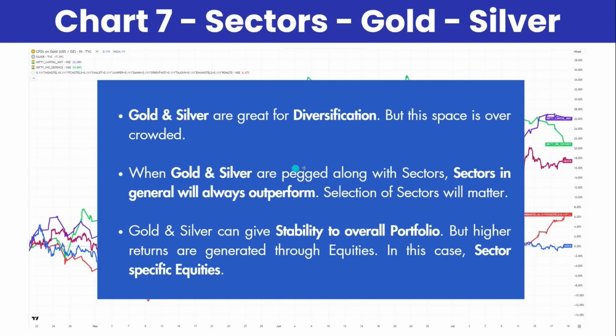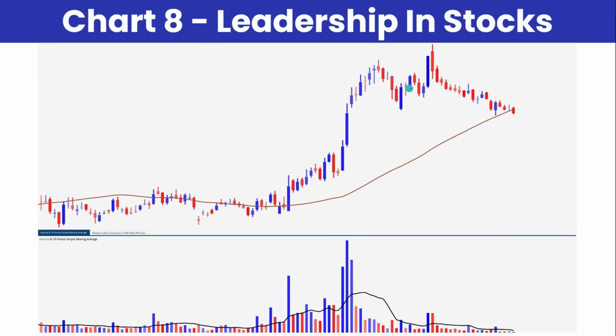When gold and silver are pegged along with sectors, sectors in general will always outperform. Don't forget this. Gold and silver can give stability to overall portfolio, but higher returns are generated through equities. In this case, sector-specific equities. That is, which sectors are doing well, and within those sectors, which are the stocks that are holding up and doing exceptionally well. The next chart that I'll show you is the template of stocks that are going to do very well. Again, these stocks belong to the strongest sectors in the market.